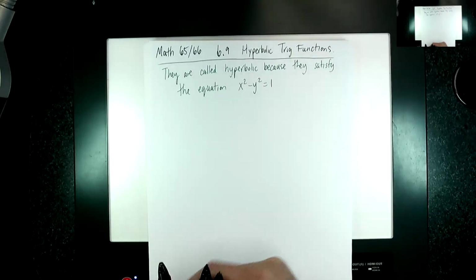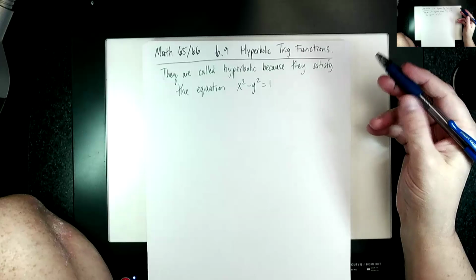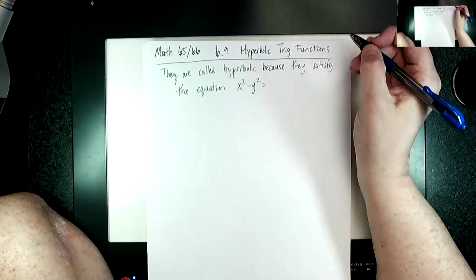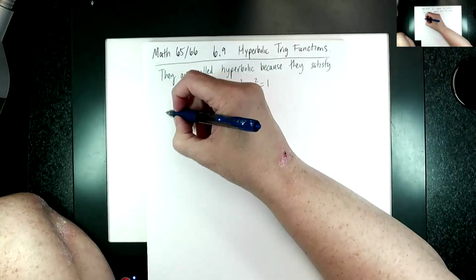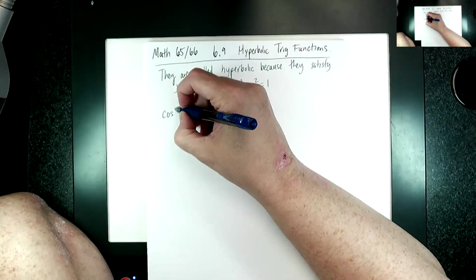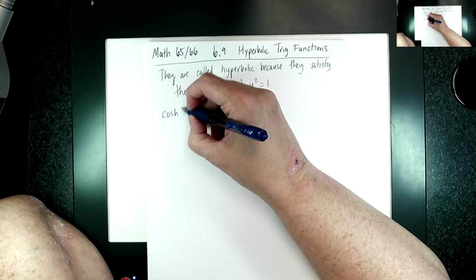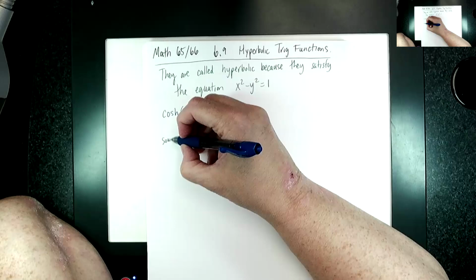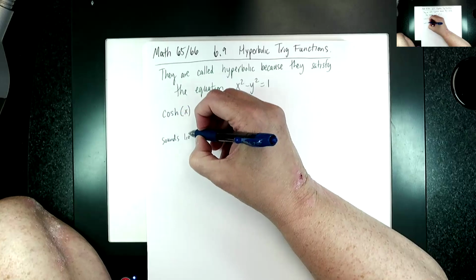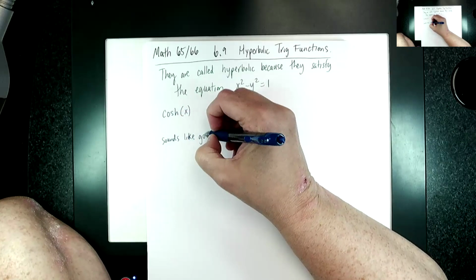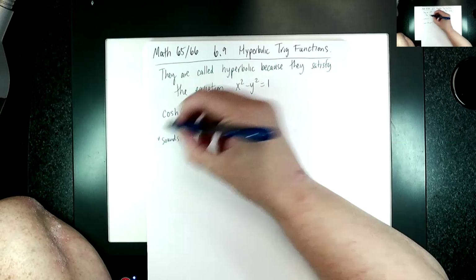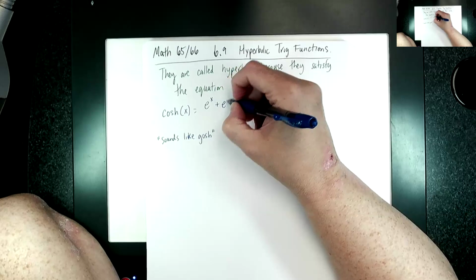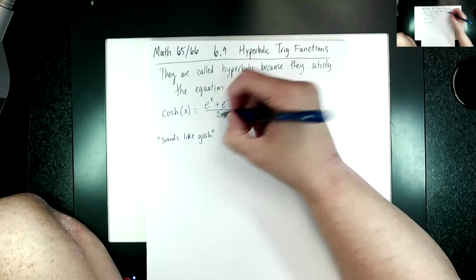And we got two primary ones, and the rest all stem from them, just like the trig functions. The way we indicate a trig function is hyperbolic is we add h to it. So cosine becomes cosh. Sounds like gosh. And this is e to the x plus e to the negative x over 2.